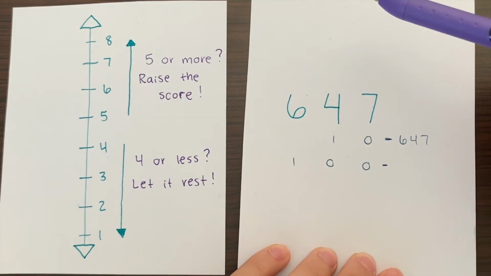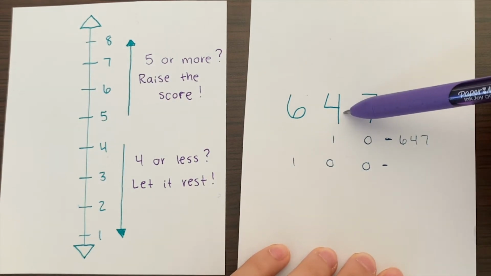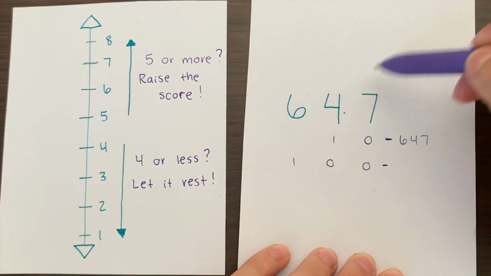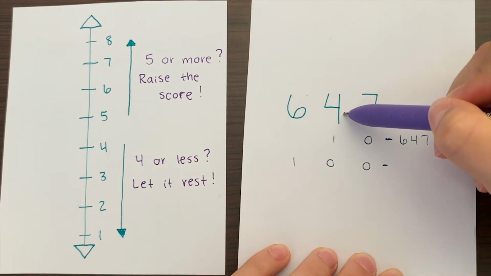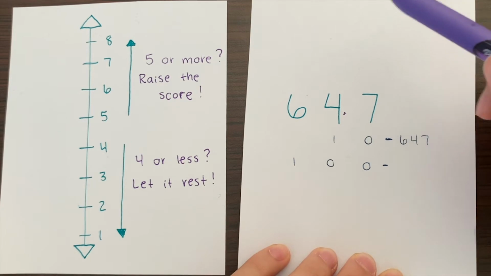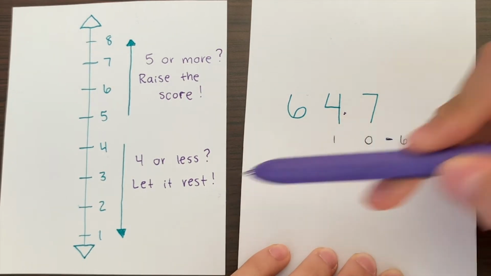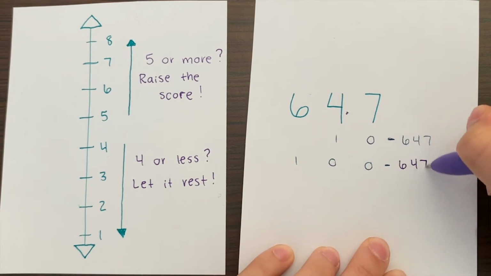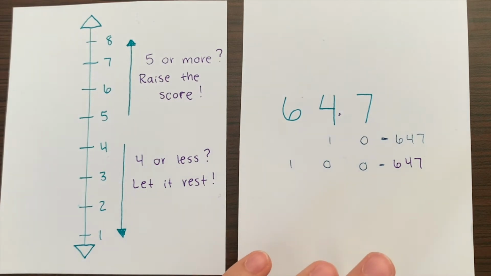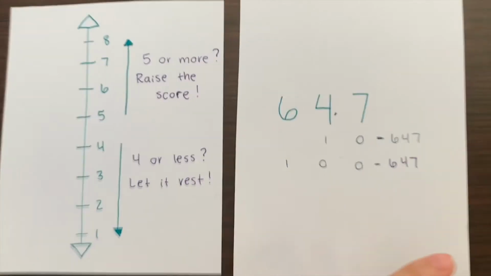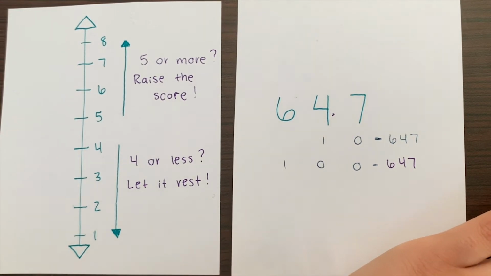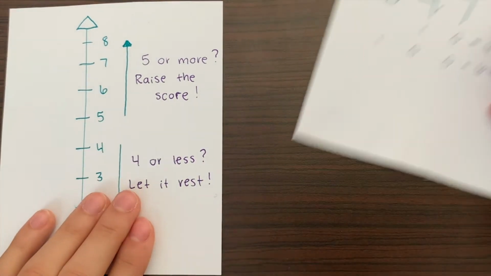If this number were to be 5 or more, we would raise the score and this would round all the way to 700. But since the number here is 4, we're actually going to let it rest, right? So our number would stay as 647. But now we're going to go ahead and try a bigger number so that we can learn how to round up. So I'm going to keep this one here so that we can look back to it.